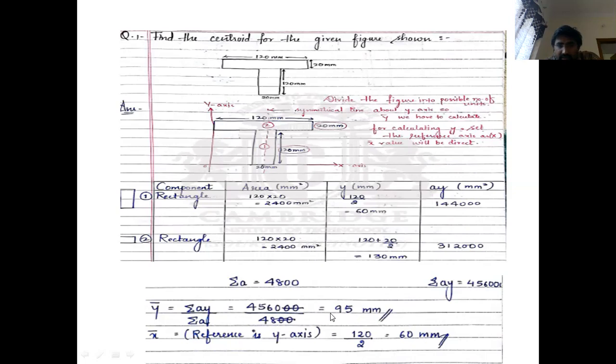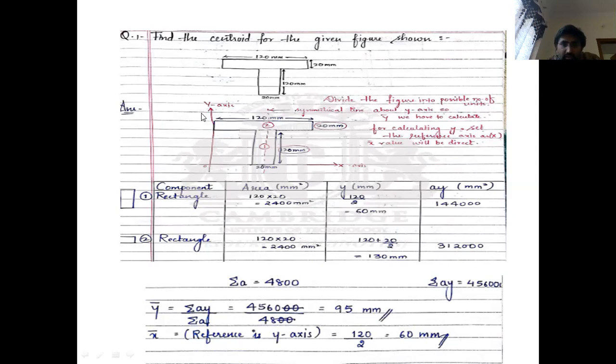And similarly, what is the total area? 4800 millimeter square. So that will be 4.56 into 10 raised to 5 divided by 4.8 into 10 raised to 3, which is equal to 95 mm. This 95 mm is with reference to the horizontal axis; the CG is lying at a distance of 95 millimeter from it. But you can raise a question: sir, why have we not taken the X distance?